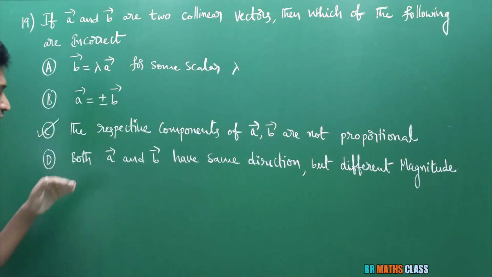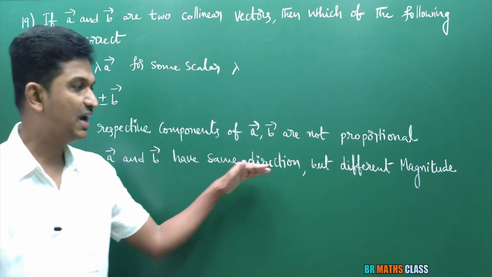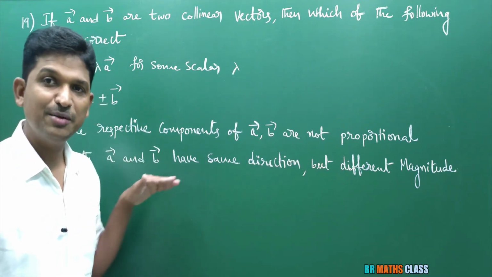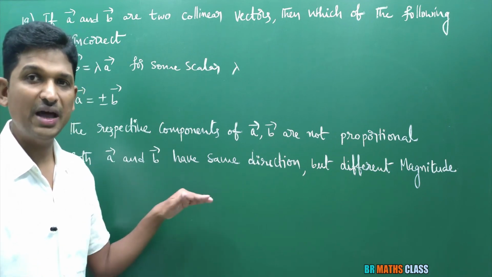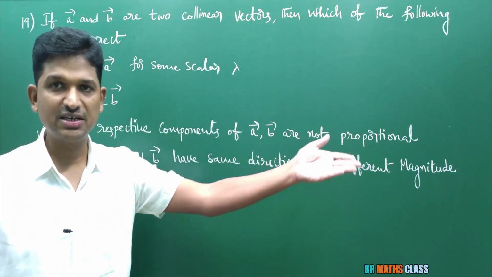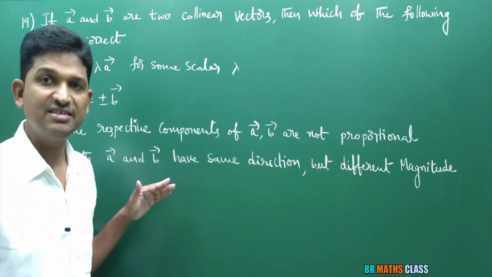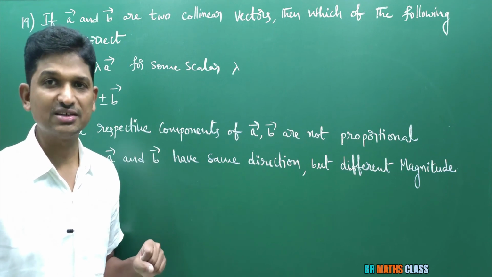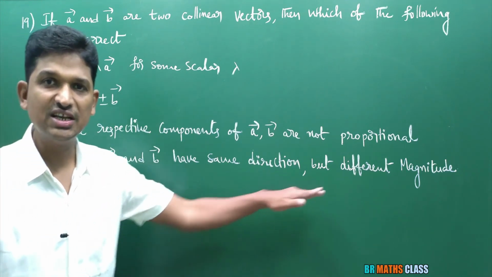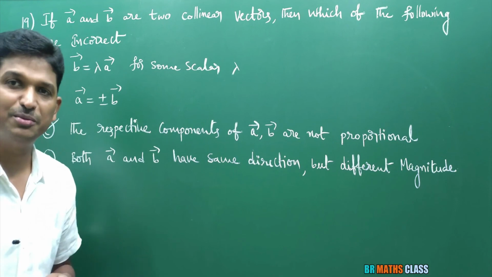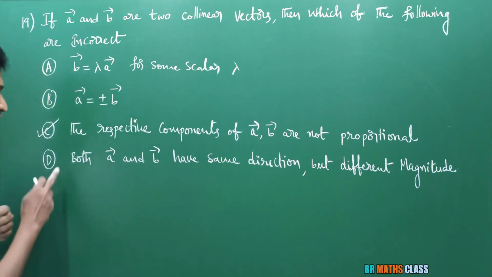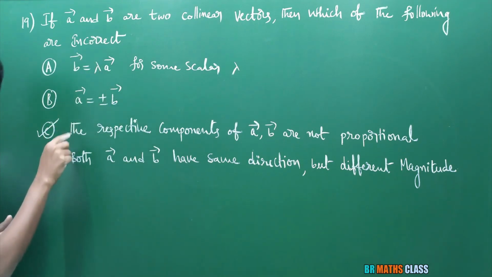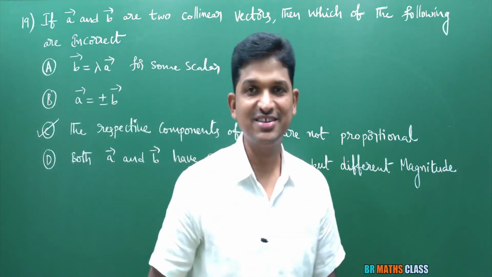Now, let's see this fourth one also. Both a bar comma b bar have same direction but a different magnitude. They are in the same direction means that itself indicates they are parallel. Their magnitude may be different, it's okay, no problem. Here I can say the vectors are parallel vectors. Parallel vectors are also known as collinear vectors. So this is also correct statement. But what they are asking, which of the following is incorrect? This third statement is the incorrect statement.